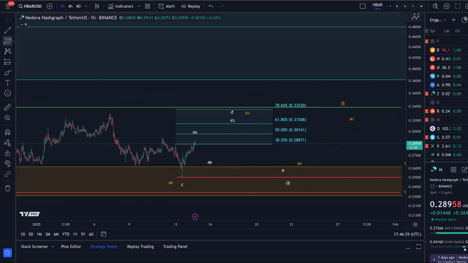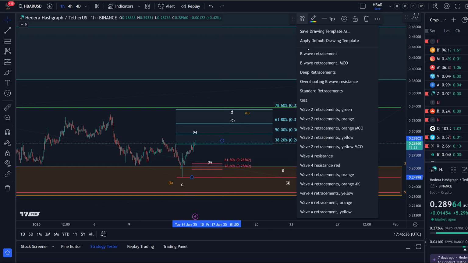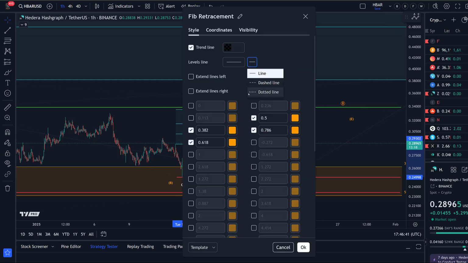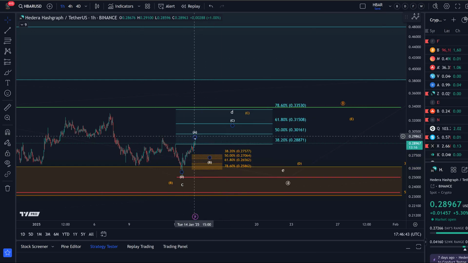What we can do as well is add, as I talked about in the last video, support for a B wave pullback. Again, this is the micro count, and that B wave support area I've just added is subject to change, because if the A wave extends a little higher, which it could do, then that support area will change as well. At the moment, micro support is between 25.8 cents and 27.5 cents. And if the A wave stretches higher, next structural resistance is around 29.6 cents and 30.1 cents. So this is all you need to know.